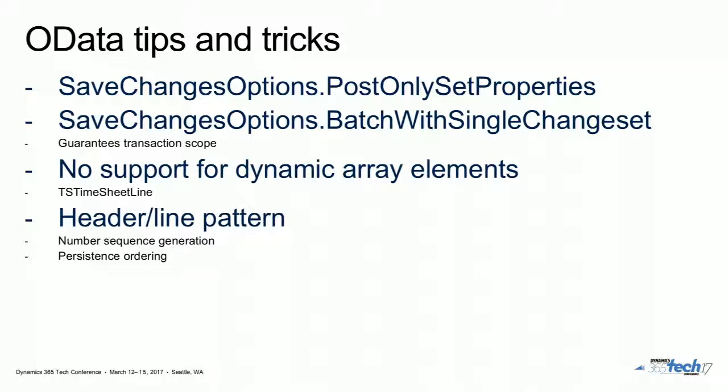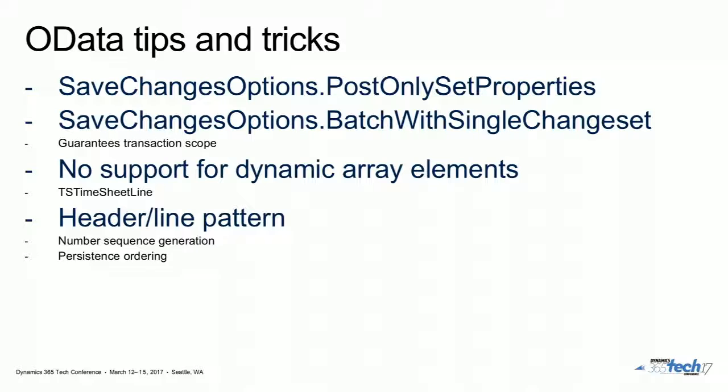And the second thing here is batch with single change set. This option guarantees a transaction scope, and by transaction scope, what we mean is there might be scenarios like you are publishing 500 records at a given time, and any one of these records fail, then you want to kind of undo the entire thing.